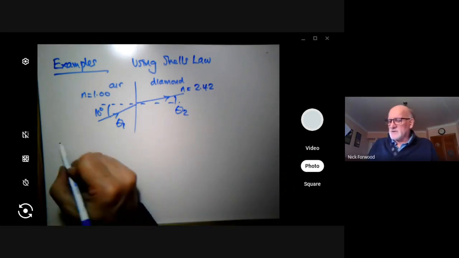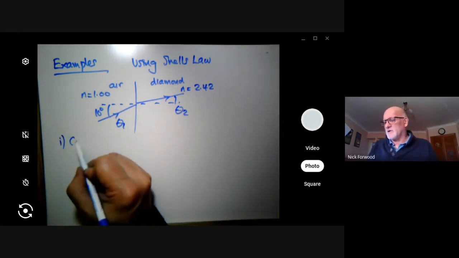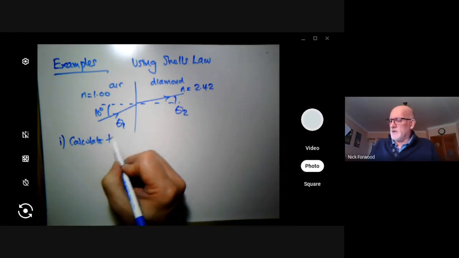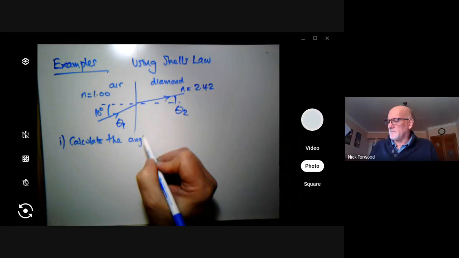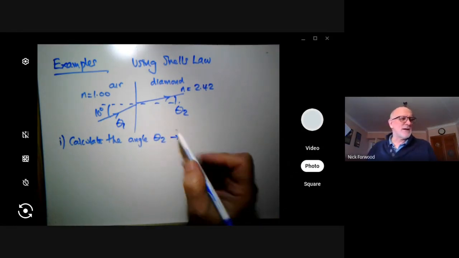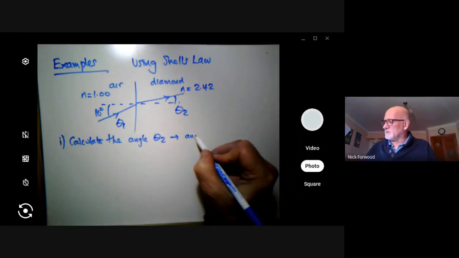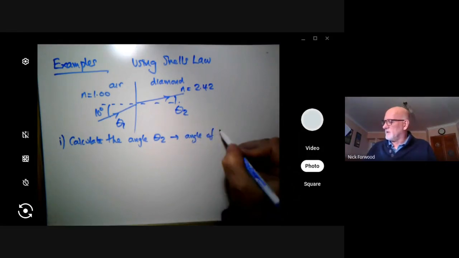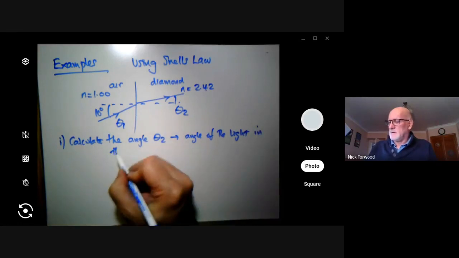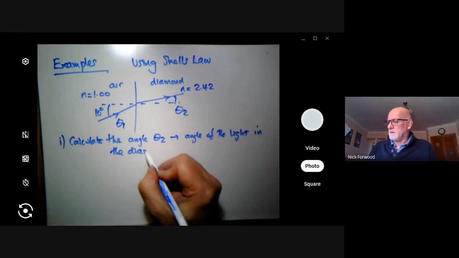So the first question is: calculate the angle theta 2, which is the angle of the light in the diamond.